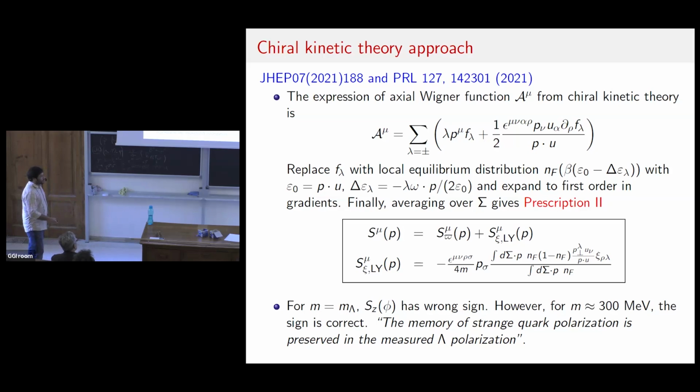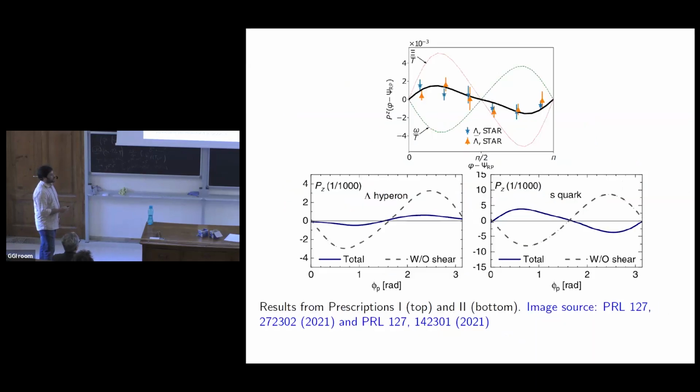So there is this mass term here. What they observed is that if we put the mass as the mass of lambda, then the sign of the longitudinal polarization is still wrong. But if one puts this mass as the constituent quark mass, like 300 MeV, then they get the right sign. And what they proposed is that the memory of strange quark polarization is somehow preserved in the measured lambda spin polarization. And these are the results which I've taken from the original paper.